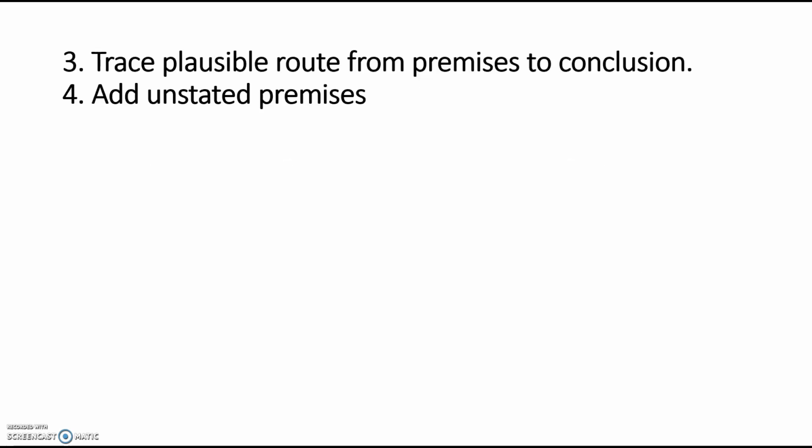Now, after you've identified the stated premises and the conclusion, you want to try to trace a plausible route from the premises to the conclusion. In other words, you want to figure out, is there a valid or a strong argument from these premises to the conclusion? And if not, what are the missing or unstated premises that are necessary to make this a valid deductive argument or a strong inductive argument?